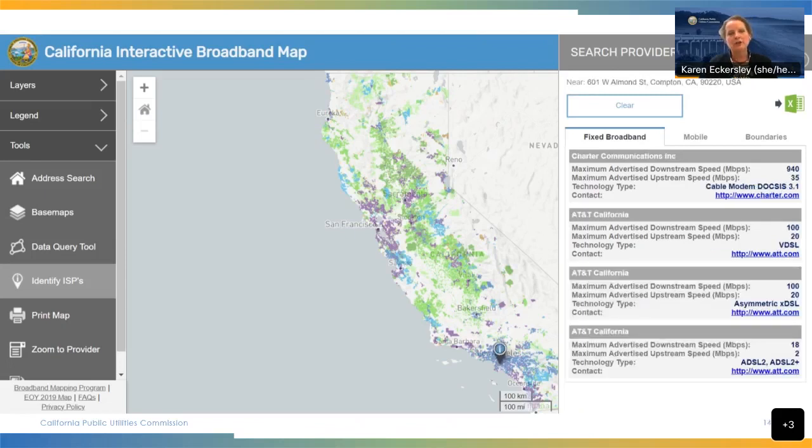This next screen shows Compton, California, where the blue dot is on the map. In Compton, you can see on the right, the companies are Charter, which does business as Spectrum, and AT&T. Charter is a cable company offering for sale up to 940 megabit download speeds and 35 megabit per second upload speeds. AT&T is offering up to 18 down and 2 up, or 100 down and 20 up. You can also use the address search function and see coverage with different layers.